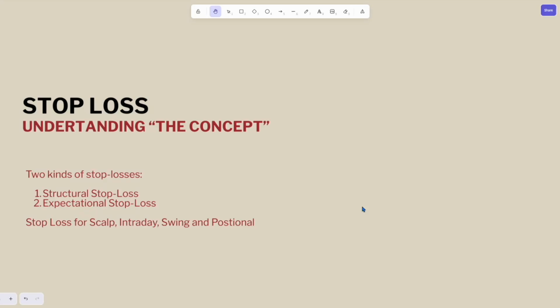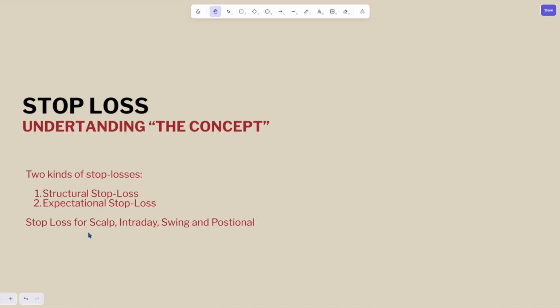In this lecture, I'm going to teach you stop loss, but stop loss has the concept, the right way to see it. And in this video, what exactly are we going to see? First, we will see what kind of stop losses there are. So there are two kinds, structural and expectational. We will see what they are, and we will see plenty of trade examples of these two.